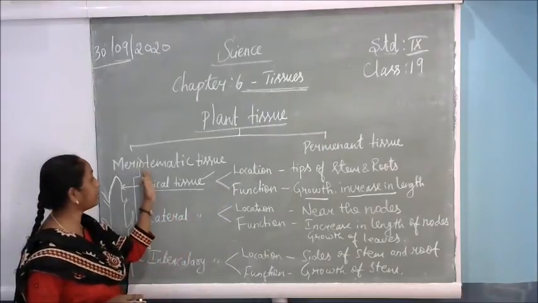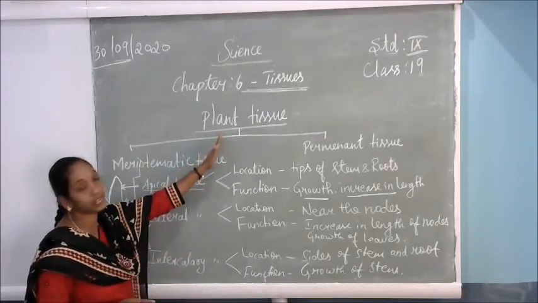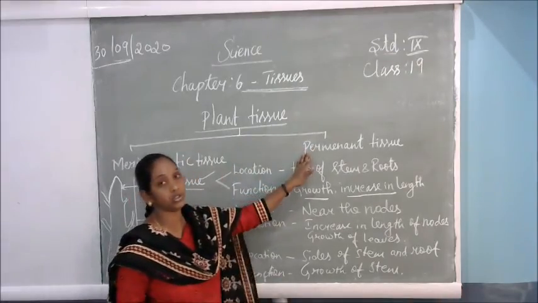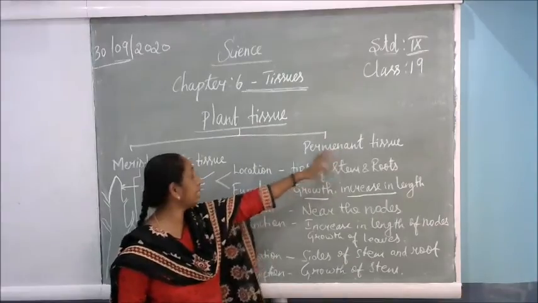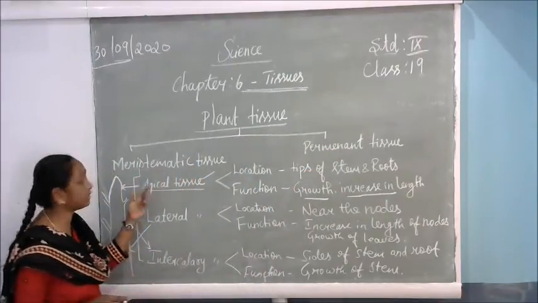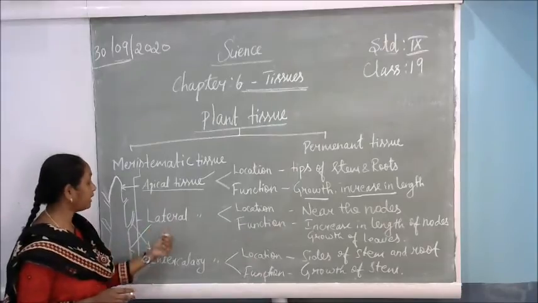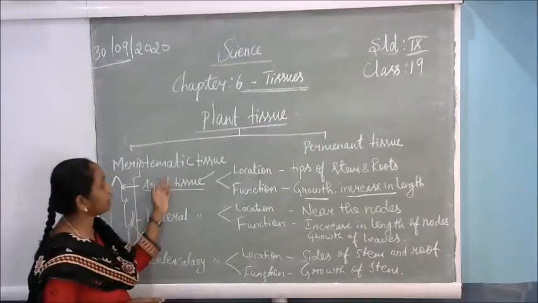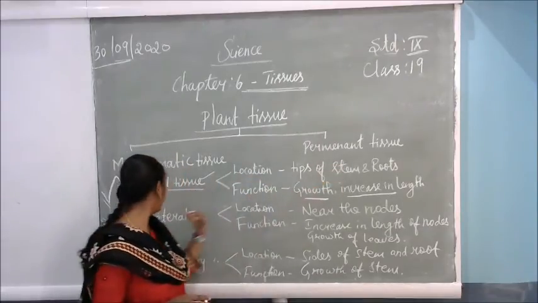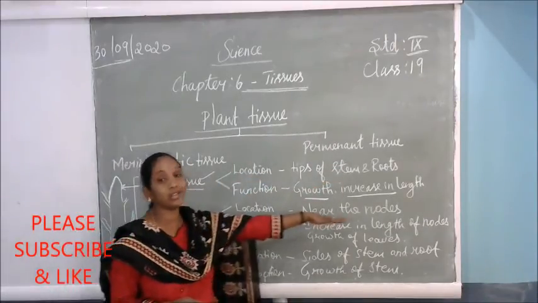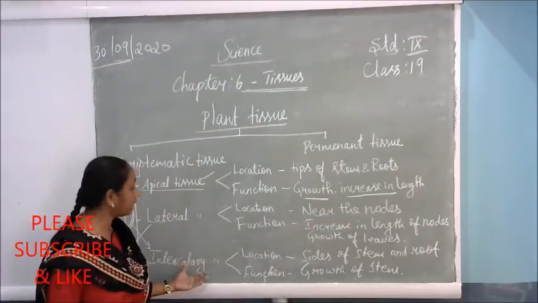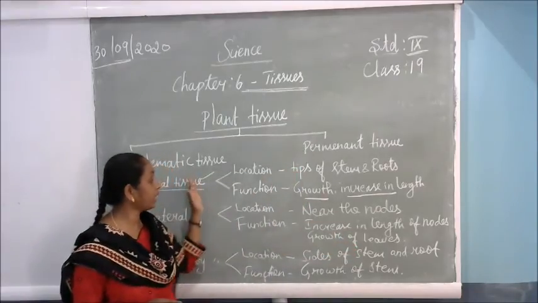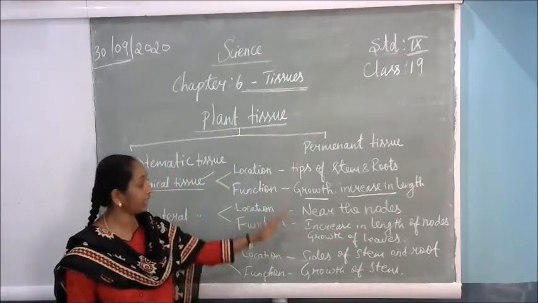Plant tissues are divided into two types: meristematic tissues and permanent tissues. Permanent tissues we will discuss later. Now, meristematic tissues are of three types: apical tissues, lateral tissues, and intercalary tissues. Apical tissues are present only at the tips of the stems and the roots, lateral tissues are present near the nodes, and intercalary tissues are present at the sides of the stems and the roots. Each one of the cells has special functions. These are very important.